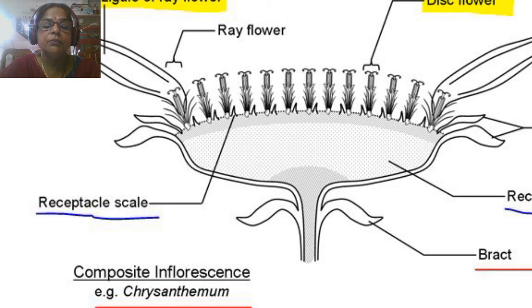This is the example of Chrysanthemum, showing the inflorescence, the bracts, that is the involucre bracts, and the receptacle. On this receptacle, all the florets are present, and they form a rounded structure, that is the head or capitulum.